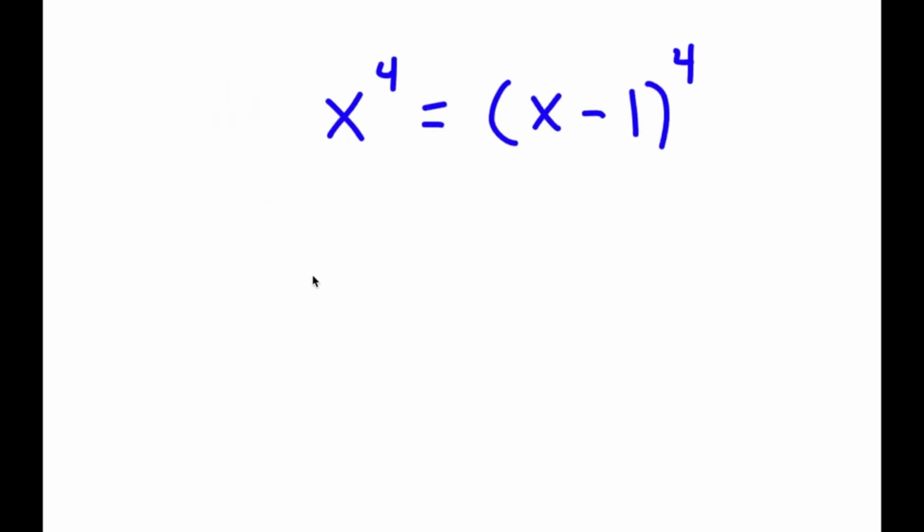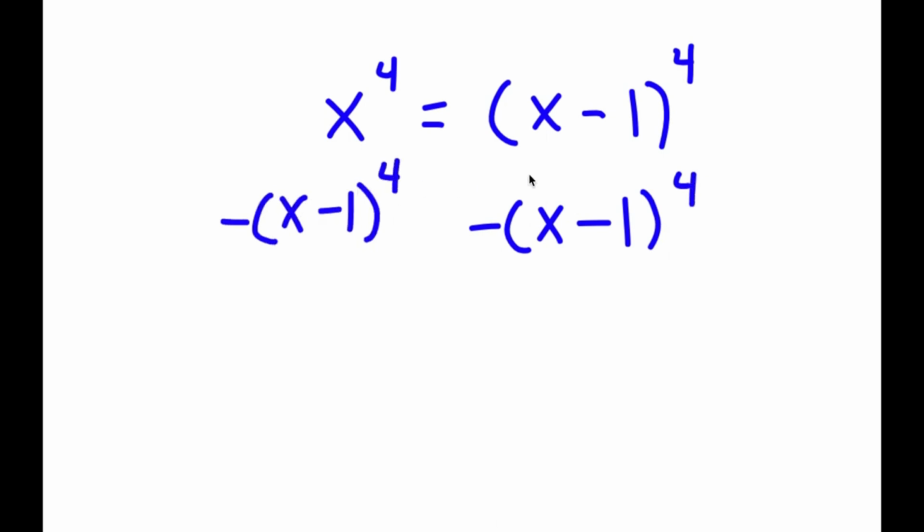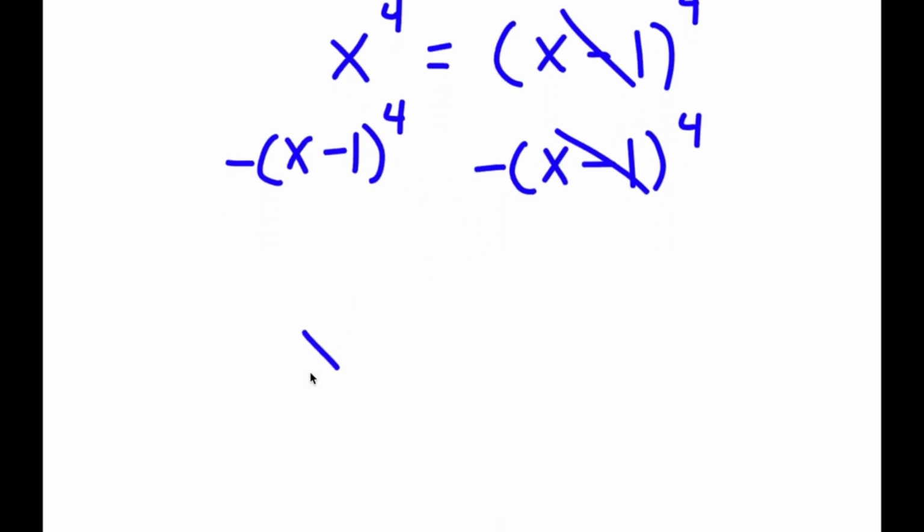Alright, so in this problem, I have x to the power of 4 is equal to (x minus 1) to the power of 4. So to solve this, I'm going to first start by subtracting (x minus 1) to the power of 4 on both sides. So then these two cancel out, and now I have x to the power of 4 minus (x minus 1) to the power of 4 is equal to 0.